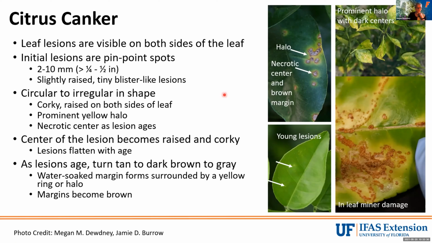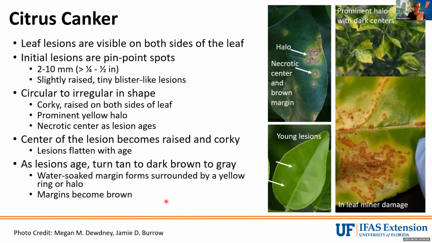Slightly raised blister lesions, but they do get much larger, as you can see here and here. They're circular to irregular in shape. They often have a very prominent yellow halo, as you can see, and then the center will die out, and then that can even fall out, giving an impression of shot hole in the leaves. The center of the lesion will become raised and corky as the lesions age, but then they flatten again as the leaf gets towards its end of existence.